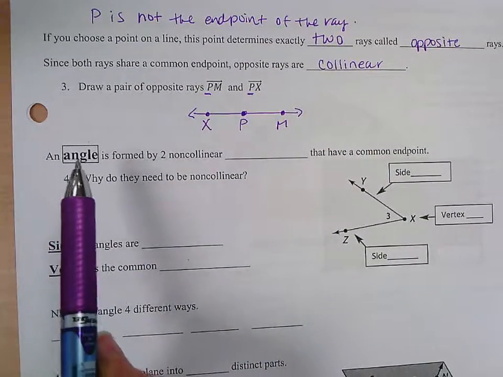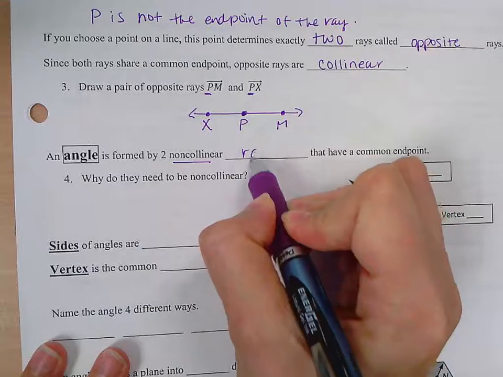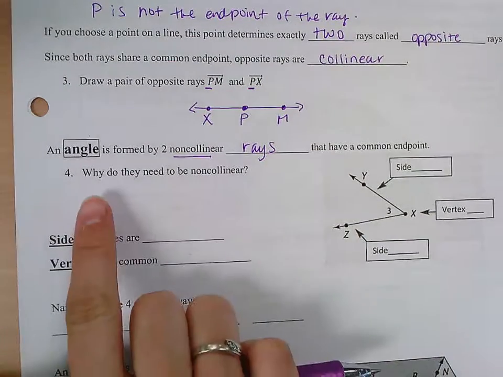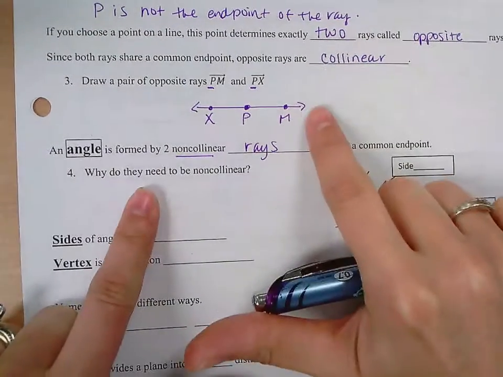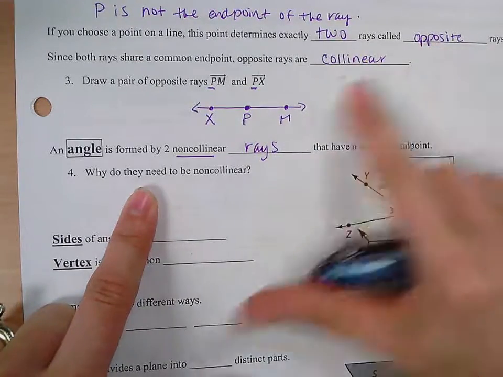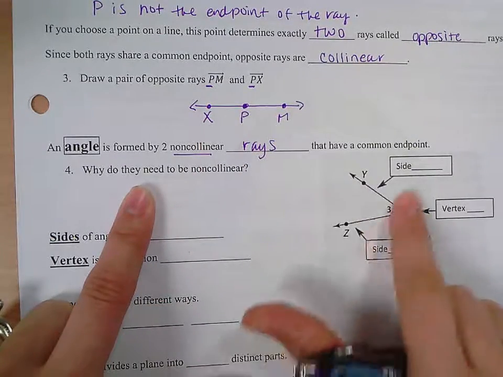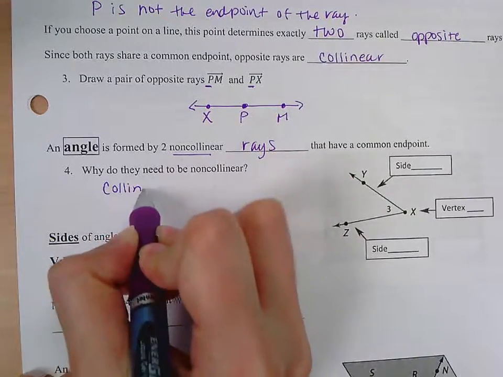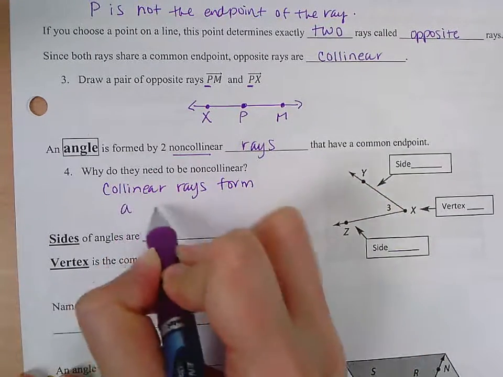So now getting to angles, an angle is formed by 2 non-collinear rays that have a common endpoint. And then question 4 asks, why do they need to be non-collinear? So what we just looked at is if they were collinear, so if they were opposite rays, they're forming a straight line, which they're not creating an angle like you would see here. So we could say collinear rays form a straight line.